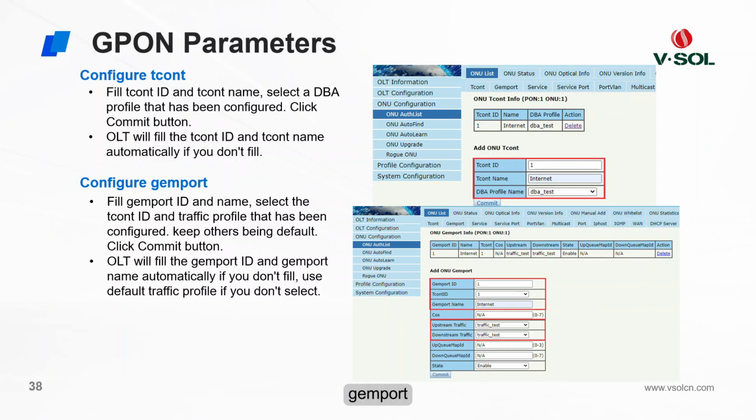2. Gemport. Fill in the Gemport ID and name, and select the TCONT ID and traffic profile that have been configured. Keep the others at default. Then click the Commit button. The OLT will fill in the Gemport ID and Gemport name automatically if you don't. The default traffic profile is used if you don't select one.